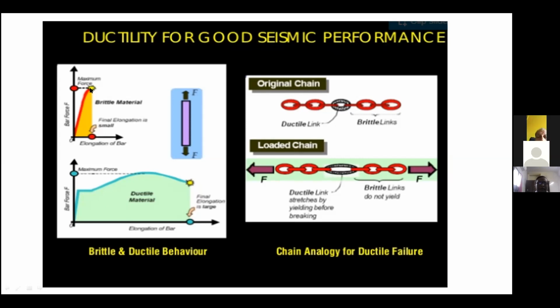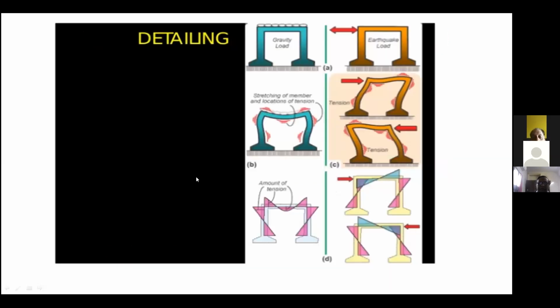Brittle behavior reaches the ultimate and fails, whereas in ductile behavior, after reaching the ultimate also, there is a large amount of strain, it dissipates energy, and then it's going to fail. That is your ductile behavior. Now, if you look at the detailing, first of all, I want to tell the difference between the gravity detailing and the seismic detailing.